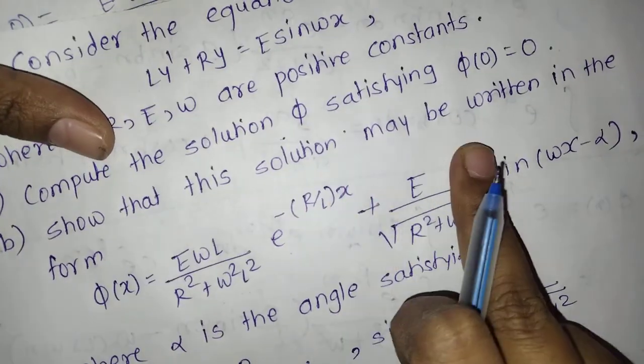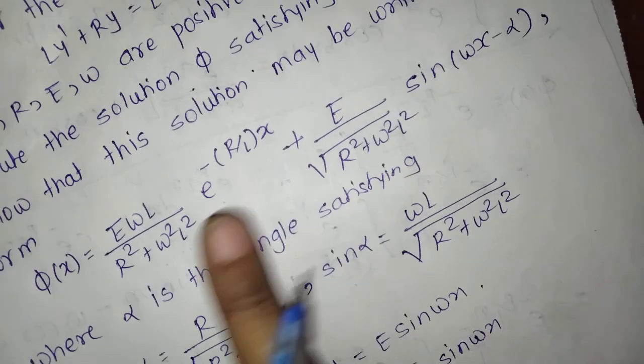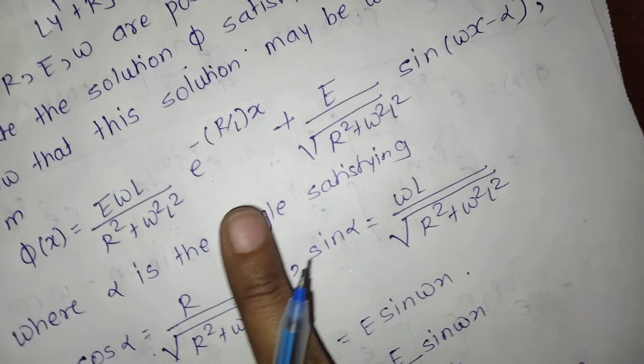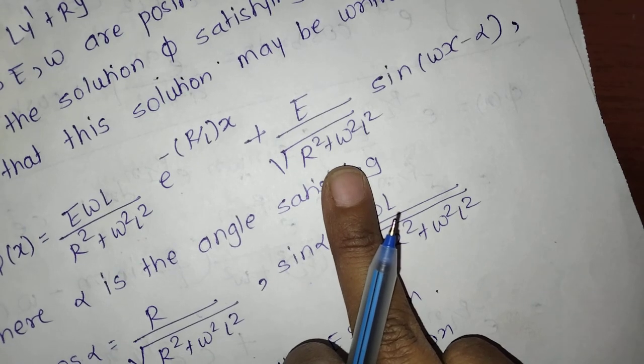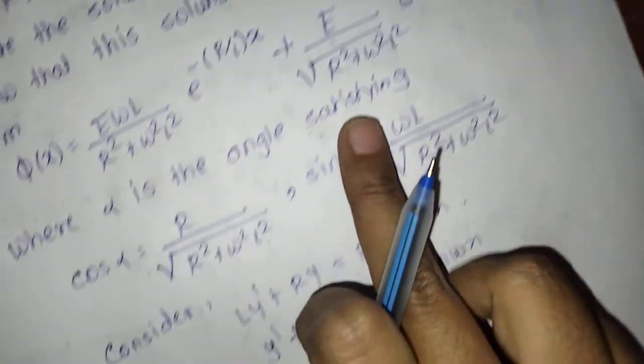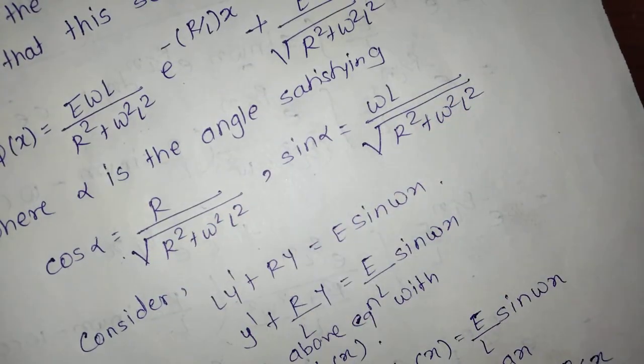Now second, show that this solution may be written in the form phi of x is equal to EWL upon r square plus w square L square into e raised to minus (r/L)x plus E upon under root r square plus w square L square into sin(wx minus alpha), where alpha is the angle satisfying cos alpha is equal to r upon under root r square plus w square L square, and sin alpha is equal to WL upon under root r square plus w square L square.